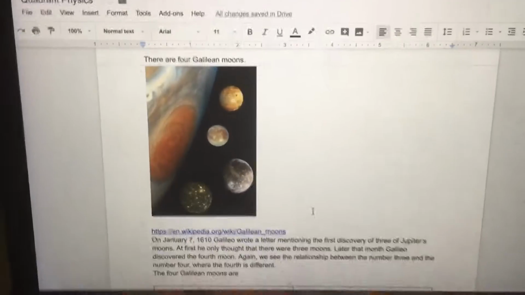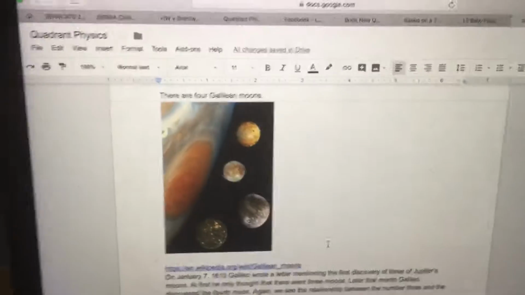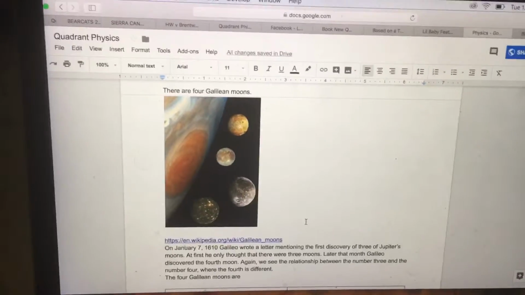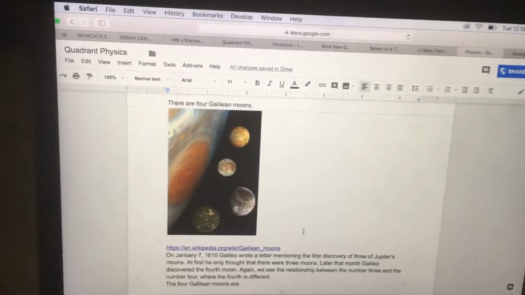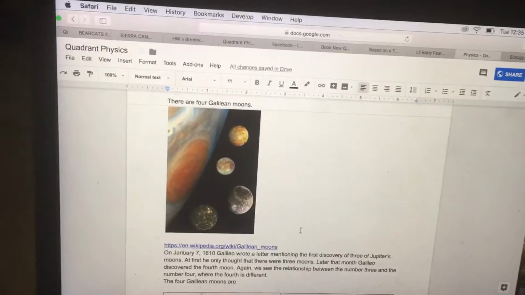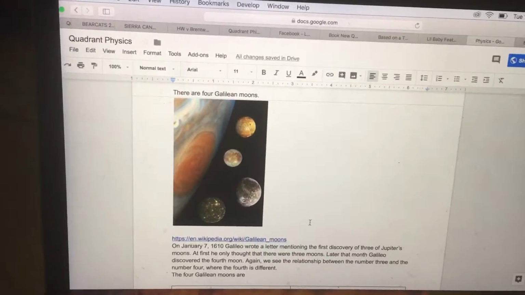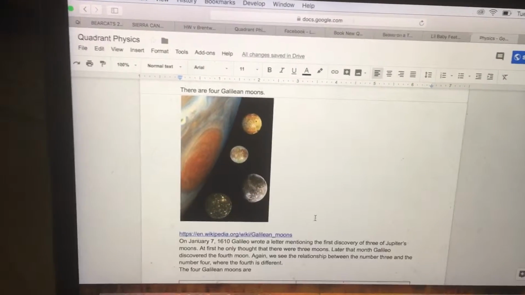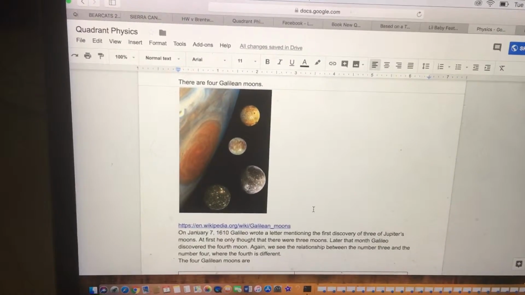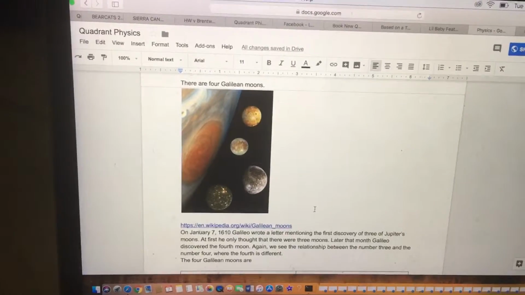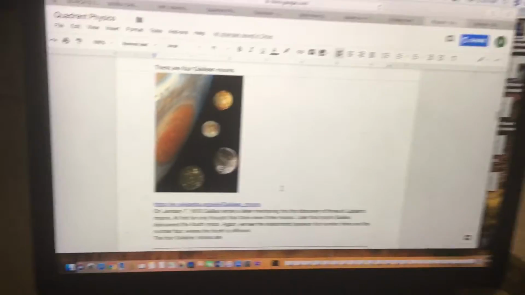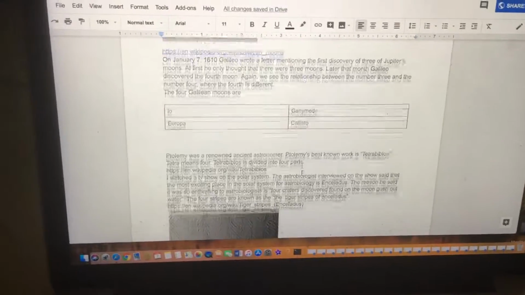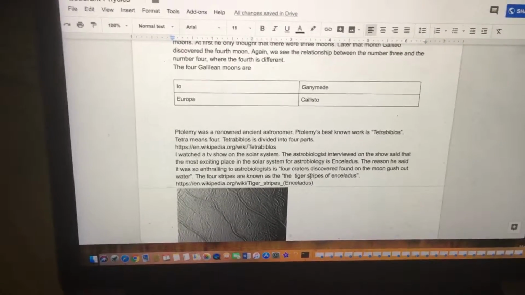These are the 4 Galilean moons. So Galileo made a huge discovery when he noticed that planets have moons that orbit them, and the first thing he discovered was these 4 Galilean moons. And it's interesting because originally he discovered 3 of Jupiter's moons, but then later he noticed the 4th. We're seeing that 3 + 1 pattern. Io, Europa, Ganymede, and Callisto.